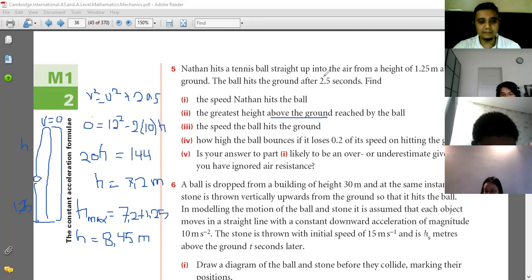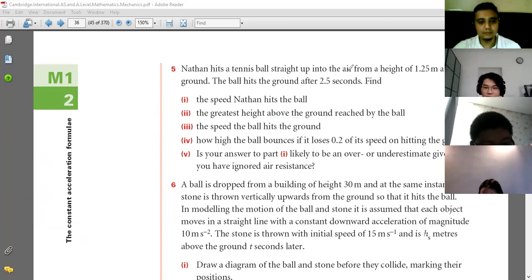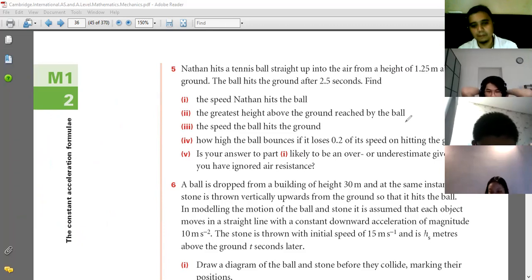Question number 3. Do you want to try it? What is the speed of the ball when it hits the ground? So this is asking about the final velocity.